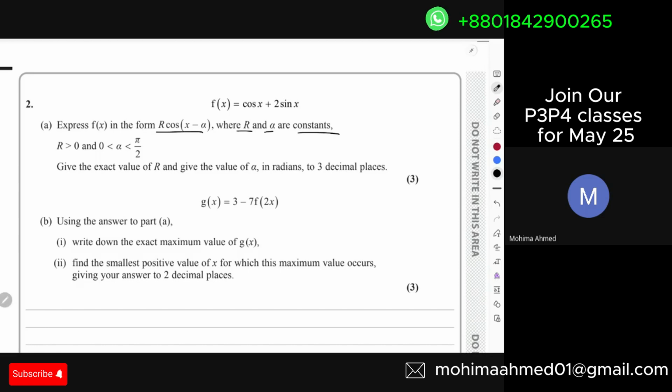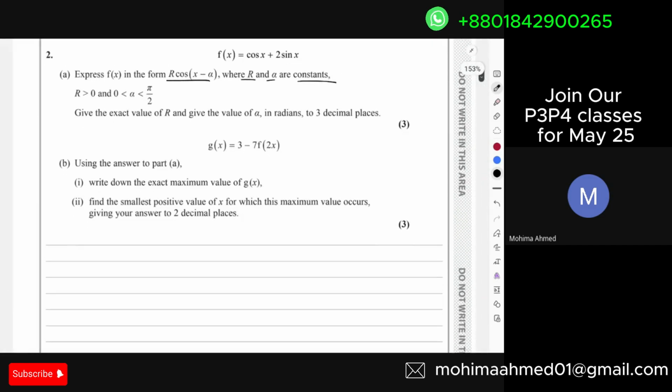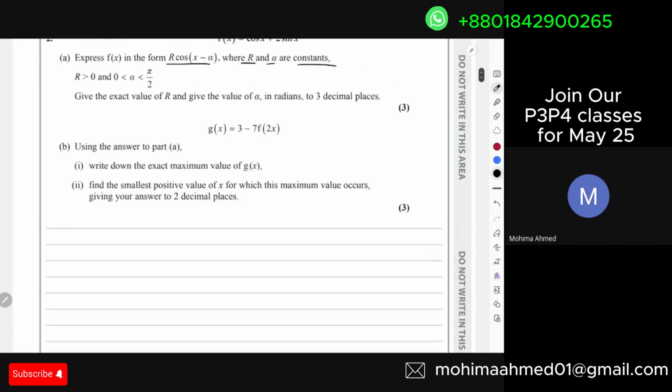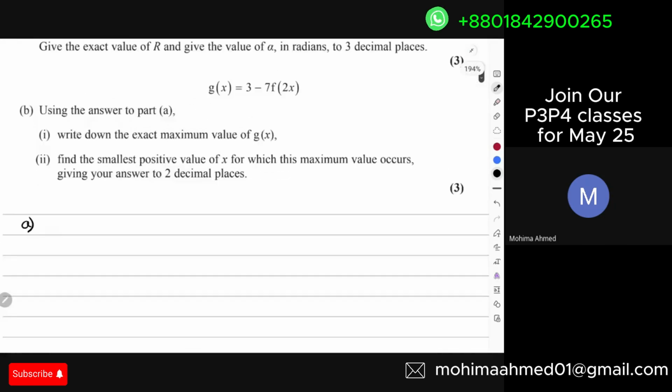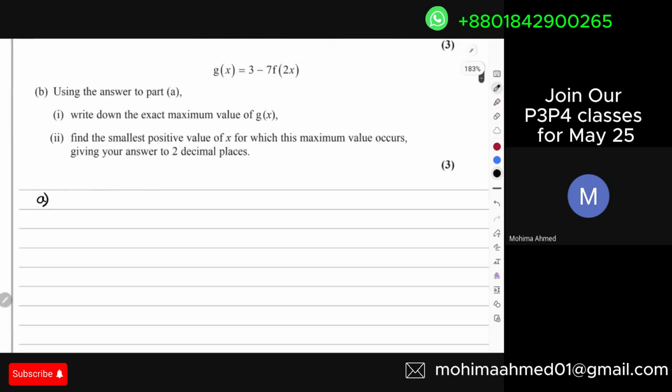Cos x plus 2 sin x, right? So over here we are using a formula. Express f(x) in the format R cos(x minus a). In general, what was the formula for cos(a minus b)? It was cos a cos b plus sin a sin b, right? In that case, R cos a cos b.